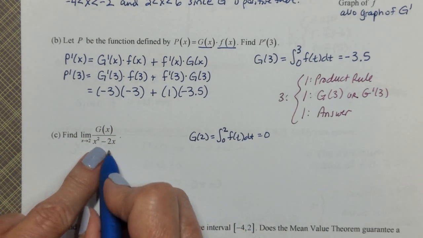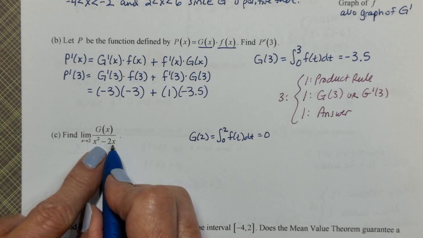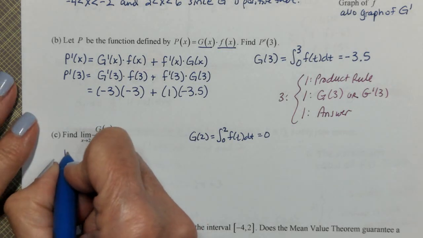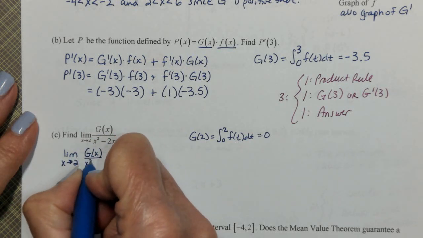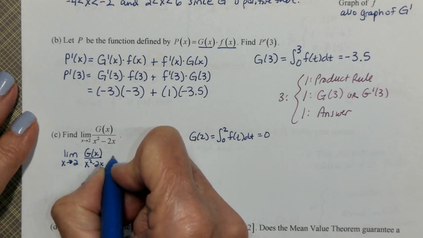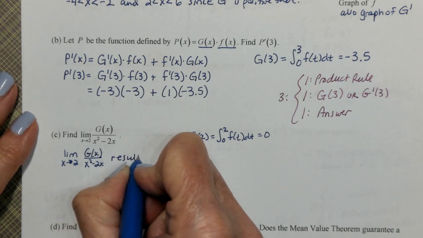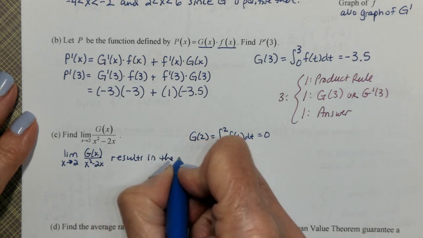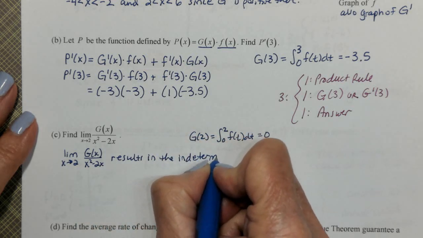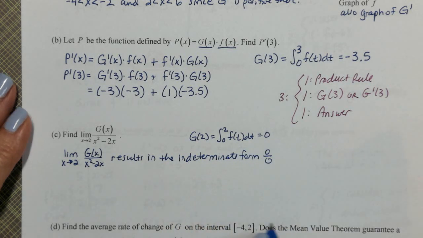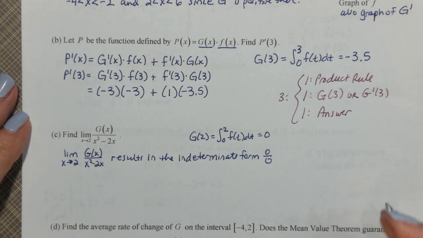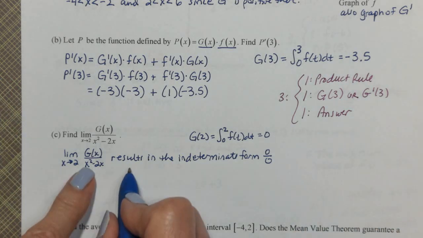If I plug in 2 to the denominator, I also get 0. So the limit as x approaches 2 of g of x over x squared minus 2x results in the indeterminate form 0 over 0. When you get 0 over 0, we're going to use L'Hopital's rule. But we have to justify using L'Hopital's rule. So this is the key to it.